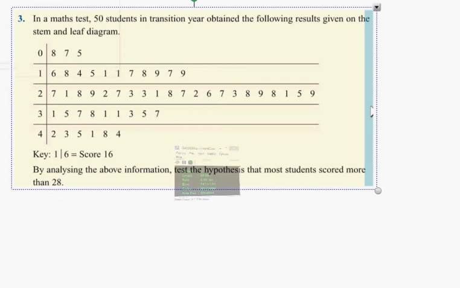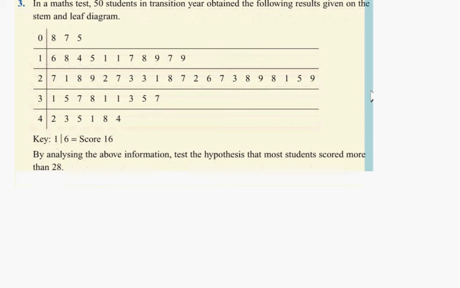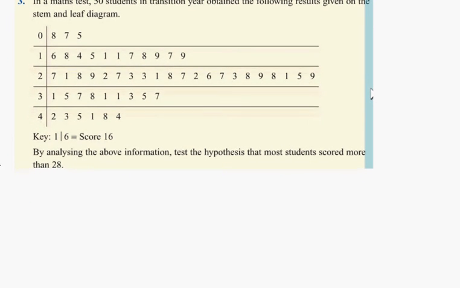Question 3 on hypothesis testing, okay? In a maths test, 50 students in transition year obtained the following results given on the stem and leaf diagram as shown. By analysing the above information, test the hypothesis that most students scored more than 28.